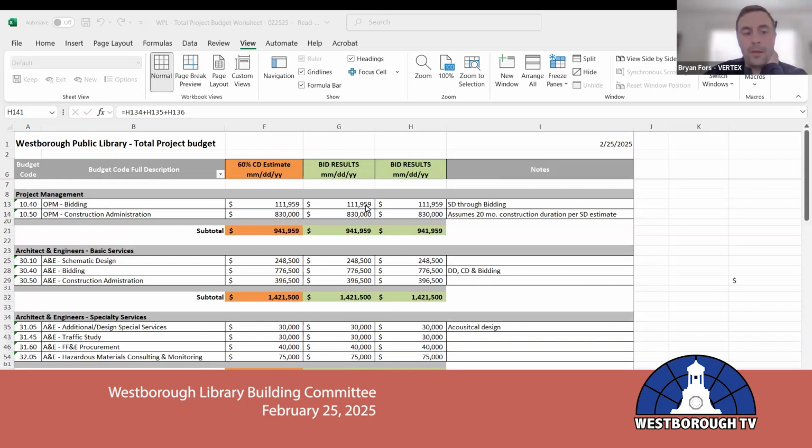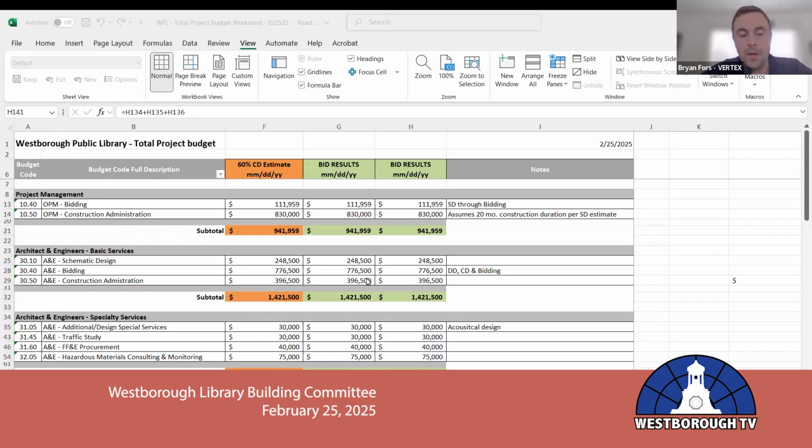Same goes for LPA and their A&E services. We're contracted with them through bidding. We will also need a proposal for the construction administration throughout construction and closeout and warranty for that work as well. This number was provided to me early on. At this point, I have talked with LPA and they are confirming this number now, but we're pretty comfortable with this.